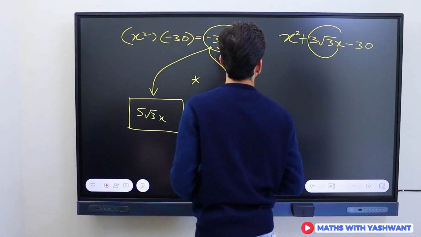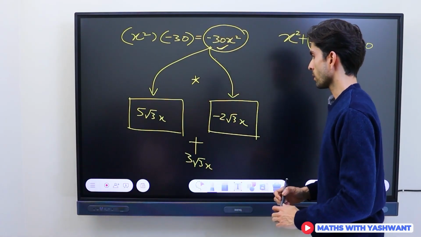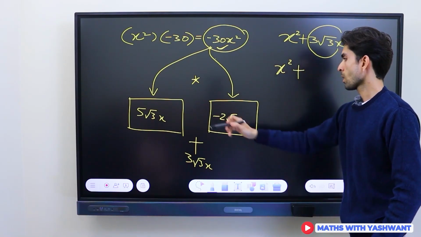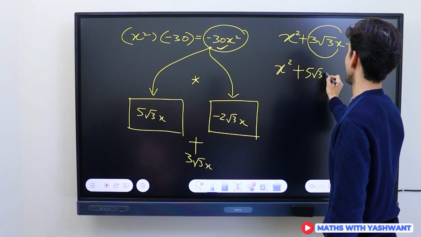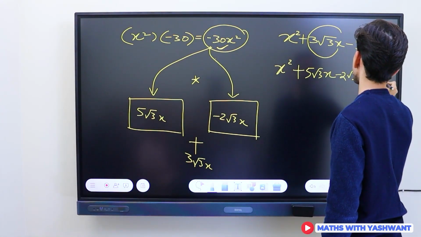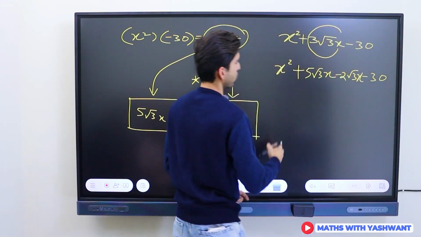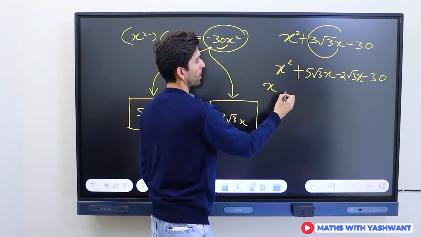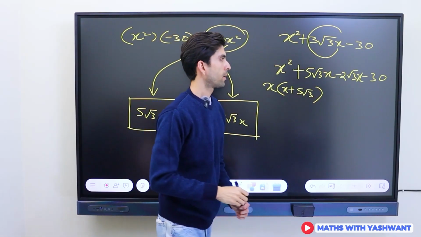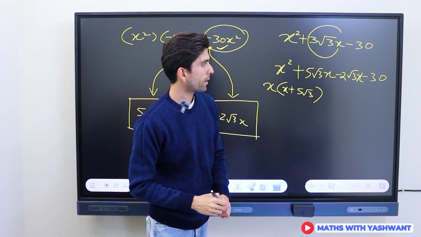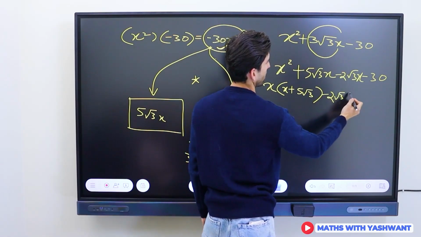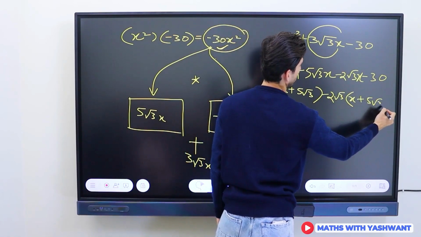Now let's get back to our solving area. So now we have x squared plus, now in place of 3 root 3, we have to write 5 root 3x and minus 2 root 3x with a minus 30. Now from the first two terms, we can take x common. So we're left with x plus 5 root 3. And from the last two terms, what I can see here, I can take minus 2 root 3 common. So if I take minus 2 root 3 common, I'm left with x plus 5 root 3.